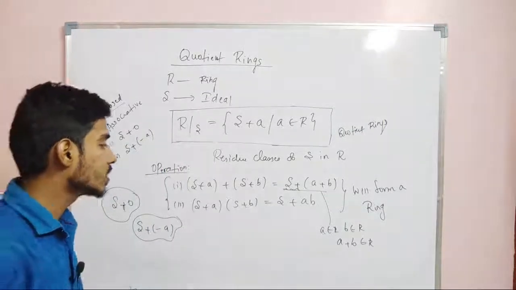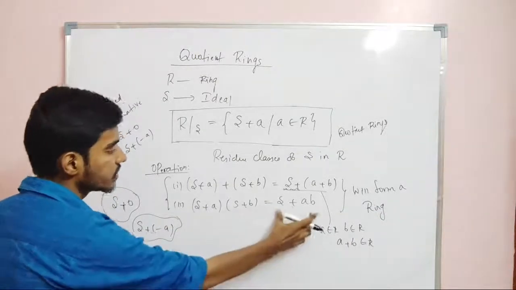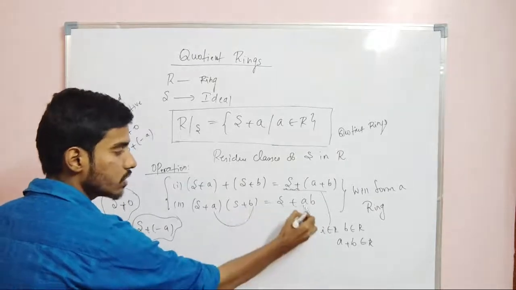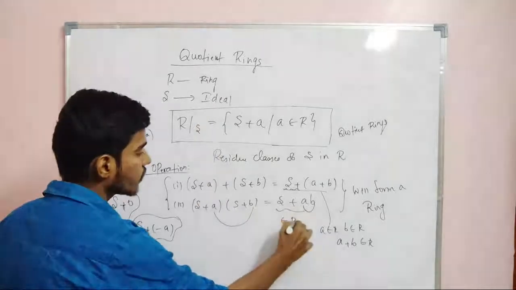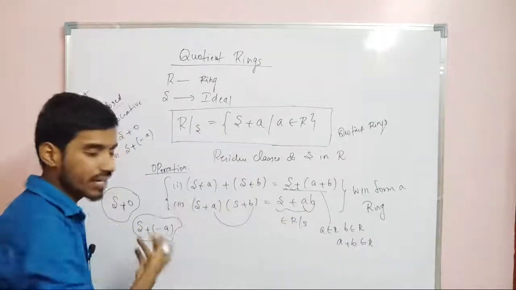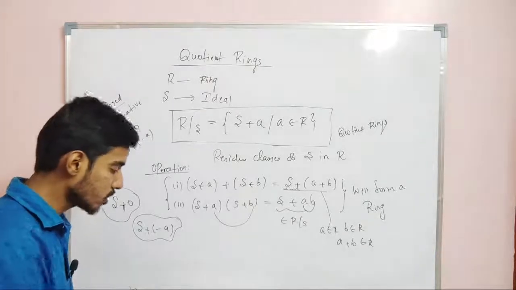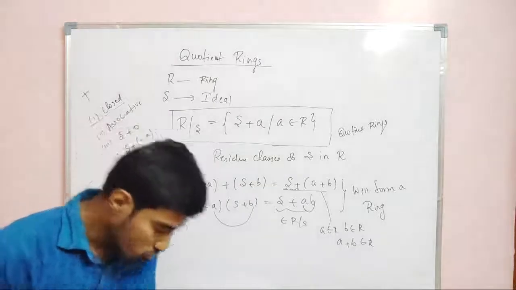Now with respect to multiplication, first we need to verify that it is closed. Again you just take two elements, the resulting element is S + ab, and since ab belongs to R, ab will also be in R because R is a ring. So this element will be in R by S. Therefore it is closed and it is associative also, and again it is distributive. And so this set will form a ring and it is called a quotient ring.